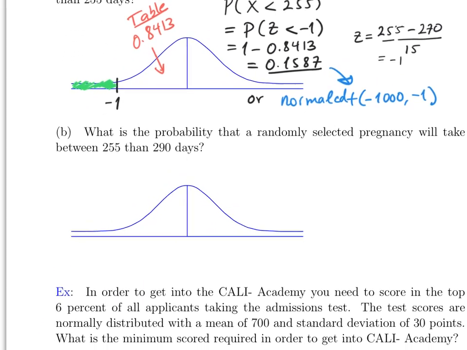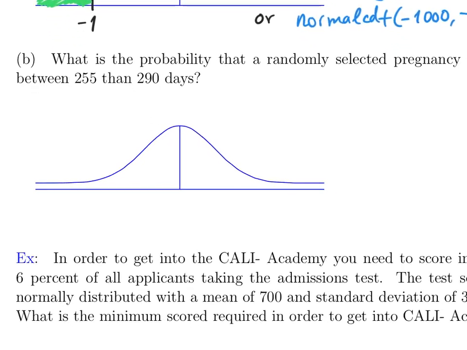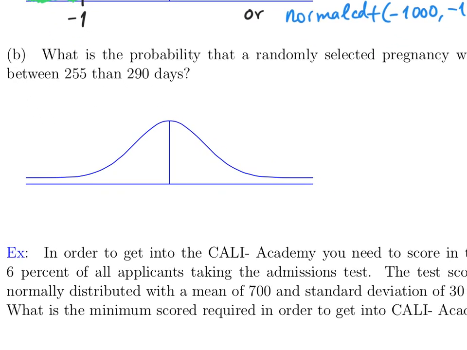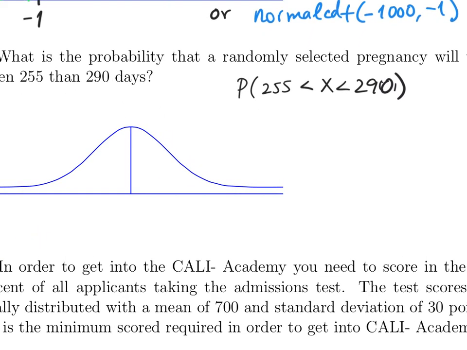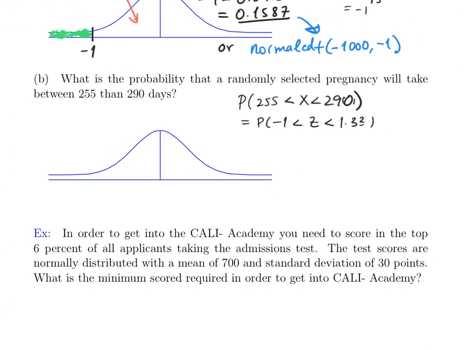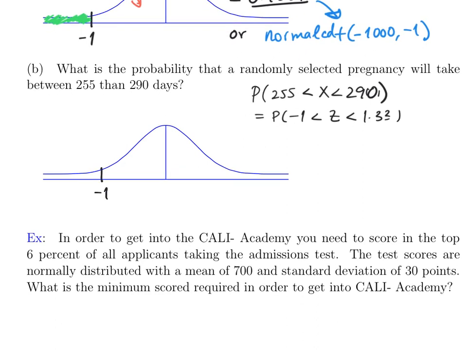Okay. What about part B? So part B is asking you what? The probability that 255 is less than x less than 290, right? So did anybody do the z values already? So this is the same thing as the probability of what? What is it? Anybody? Negative 1 less than Z. All right. Anybody else? 1.33. Okay. So then remember you have to always draw a diagram.